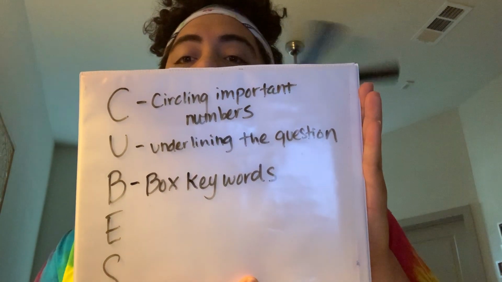the question. Now remember, this does not mean that we underline the whole word problem. It's just whatever is at the end. What are we trying to answer? What has literally the question mark? Next, we have B, which is box keywords. Boxing keywords. We have E, where we evaluate. And remember, we added our own part of it, and draw. And then lastly, our sentence, right?